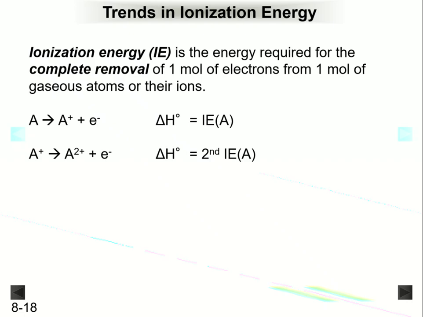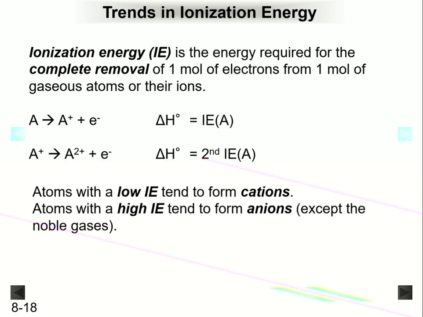Next, taking that ion A+ and going to A2+ plus another electron, that would be the second ionization energy of A. And this can go on until you've removed all of the electrons. In fact, as we spoke of earlier, our colleague Charlotte Moore has done this for all of the elements, removing all of their electrons. And we always see that the first ionization energy is the lowest, the second ionization energy is the second lowest, the third is the third lowest, and so forth.